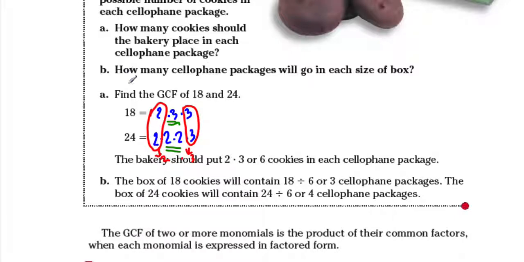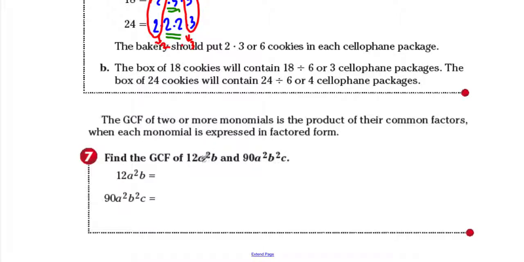And finally, last example, find the GCF of 12a squared b and 90a squared b squared c. Now we're using monomials. Completely factoring 12a squared b would be 2 times 2 times 3 times a times a times b. And completely factoring 90a squared b squared c would be 2 times 3 times 3 times 5 times a times a times b times b times c. And we circle our common factors.